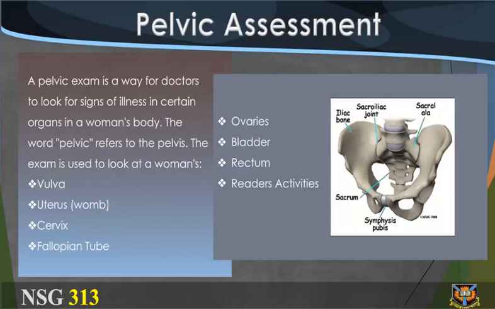Pelvic assessments. A pelvic exam is a way for doctors to look for signs of illness in certain organs in a woman's body. The word pelvic refers to the pelvis. The exam is used to look at a woman's vulva, uterus, womb, cervix, fallopian tubes, ovaries, bladder, and rectum.